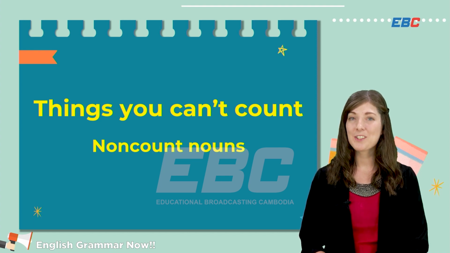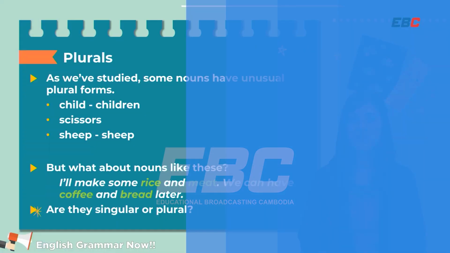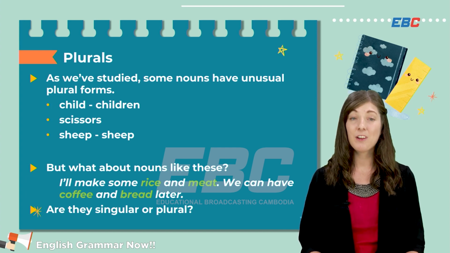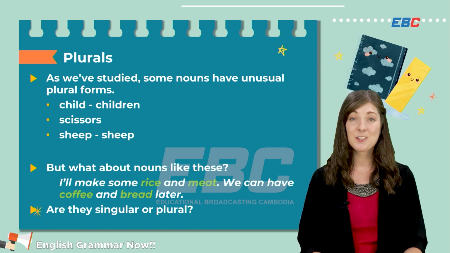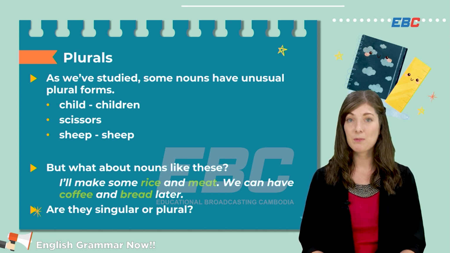Today, we're going to talk about things you can't count. This is a grammar category called non-count nouns. In our previous episode, we talked about the plural forms of nouns, and we learned that some nouns have unusual plural forms, such as child becoming children. Scissors is always plural, and we say one sheep, two sheep with no change.